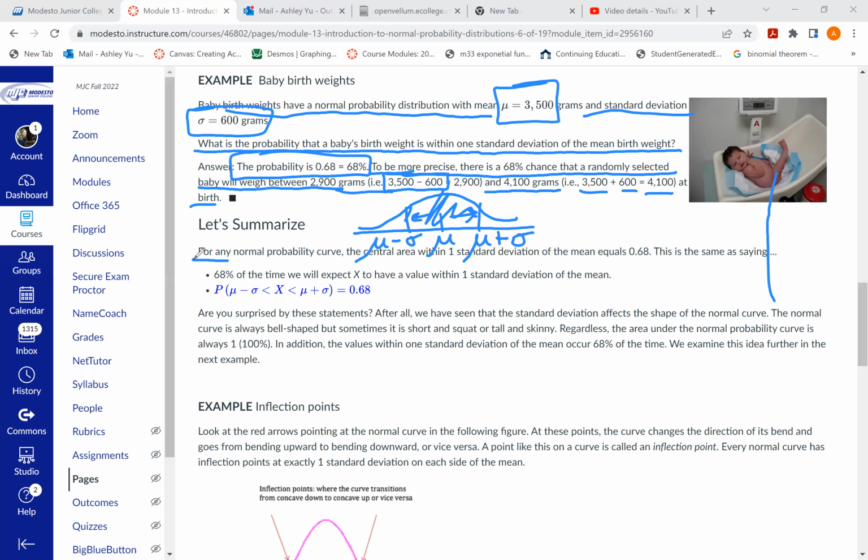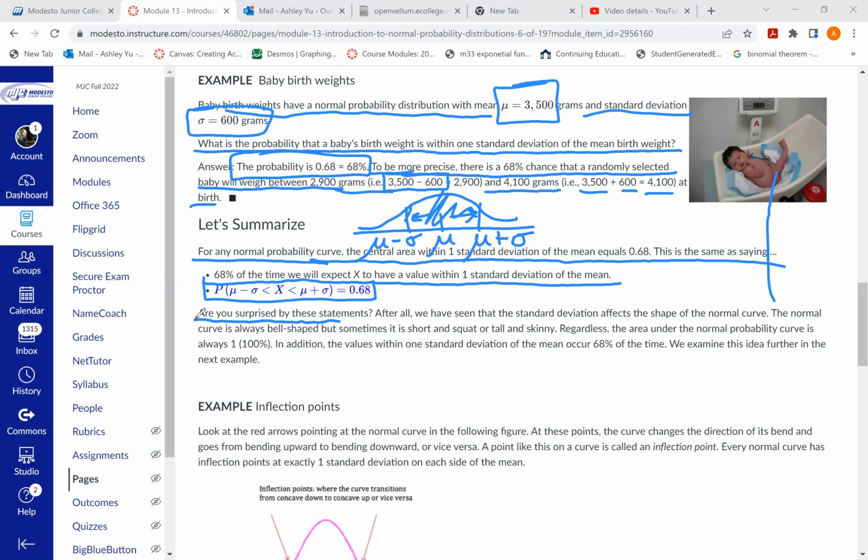So now we'll summarize. For any normal probability curve, the center area within 1 standard deviation of the mean equals 0.68. No matter what we're talking about, no matter what the variables represent, that's what it's going to be for these probability curves. This is the same as saying 68% of the time we expect x to have a value within 1 standard deviation of the mean. Symbolically, you can write that as this formula: the probability of x being between mu minus sigma and mu plus sigma is 0.68, or 68%.